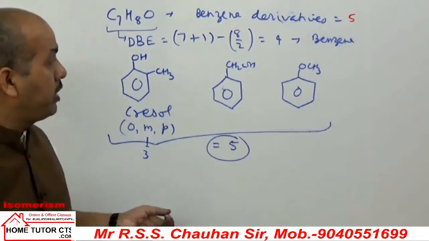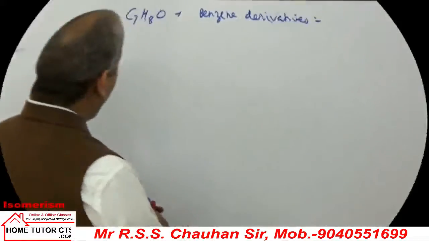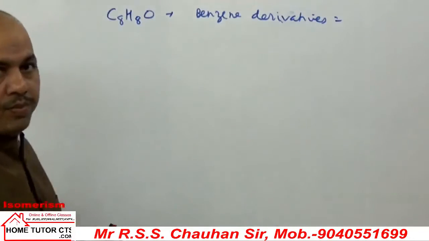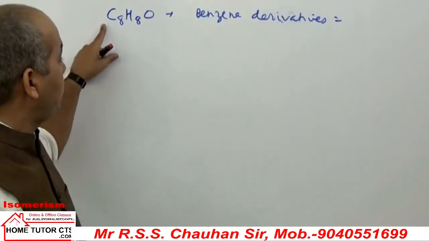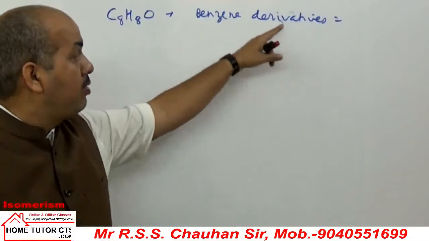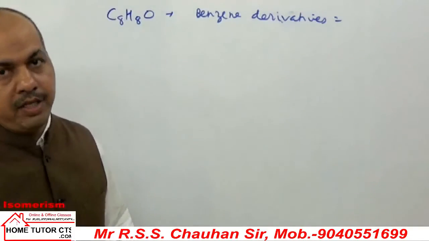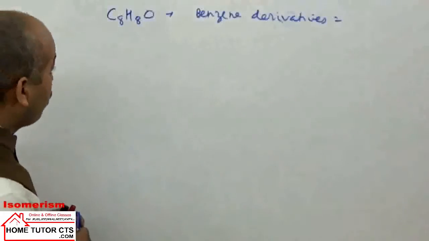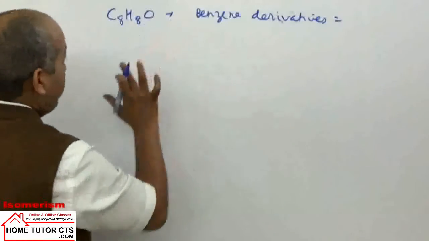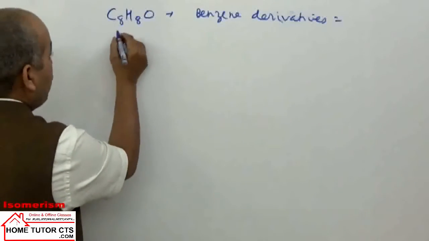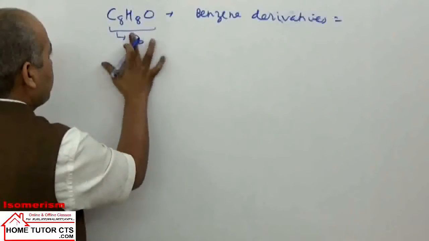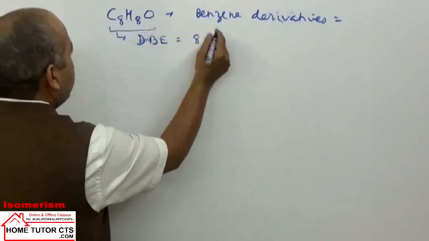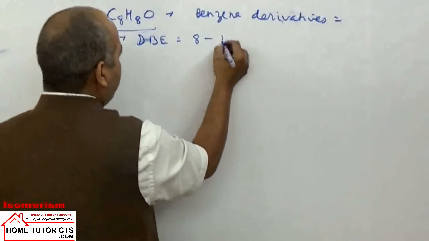Now next can be taken, what here? One more question of this category. If I take here C8H8O. Now the next example taken is C8H8O. This will have how many benzene derivatives? Now try yourself. Now coming to the answer and solution part of this question. In solving this question, again find the double bond equivalent. How much is it? How many carbons? 8 minus 8 by 2, 4.